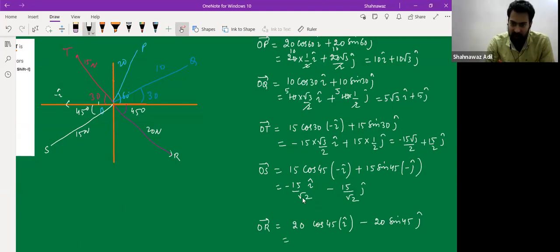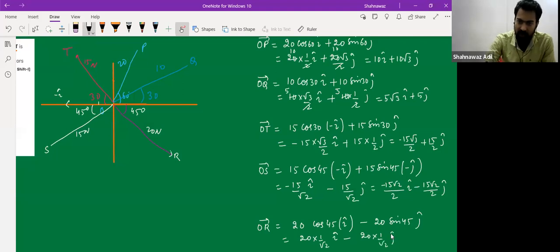So let us rationalize this root in the numerator. Okay, so this would be how much? 15 root 2 by 2 i hat minus 15 root 2 by 2 j hat, right? And this would be how much? 20 by root 2 i hat and 20 by root 2 j hat. Okay.